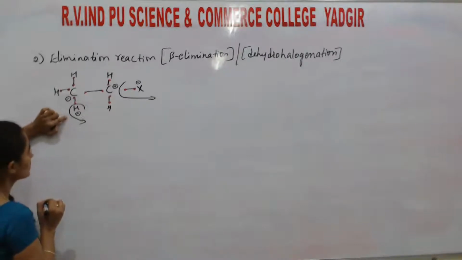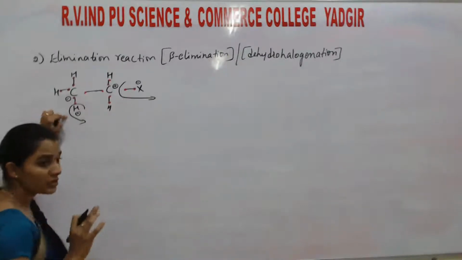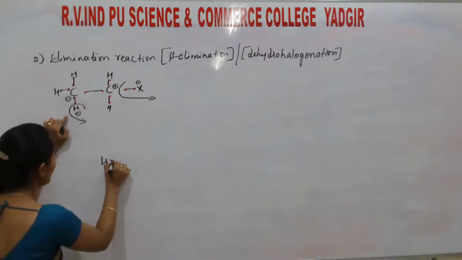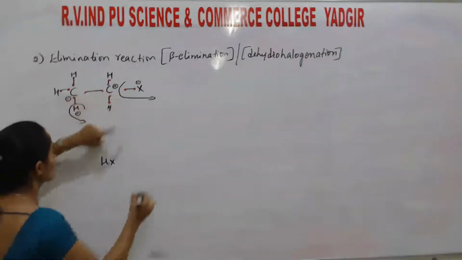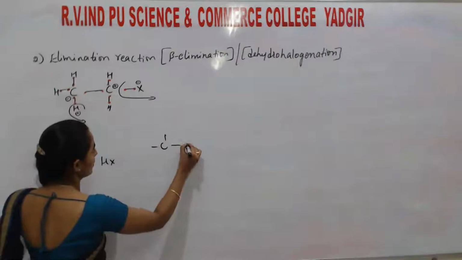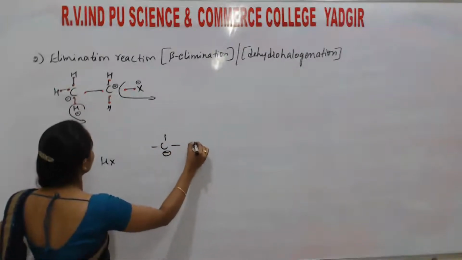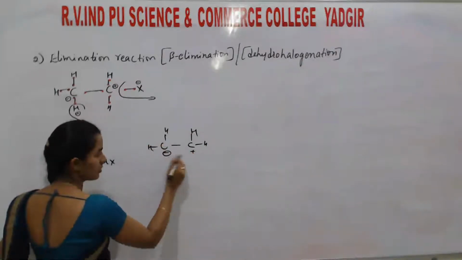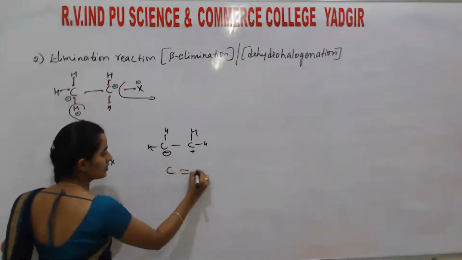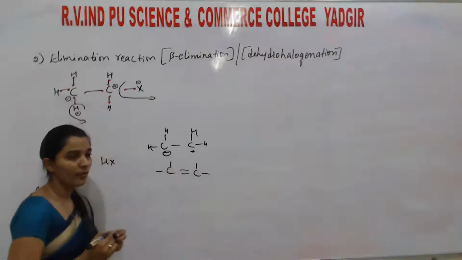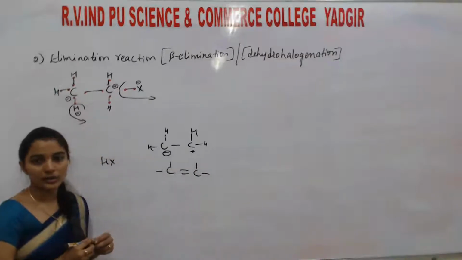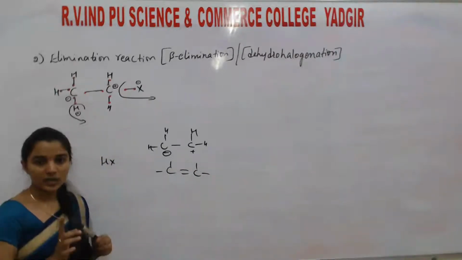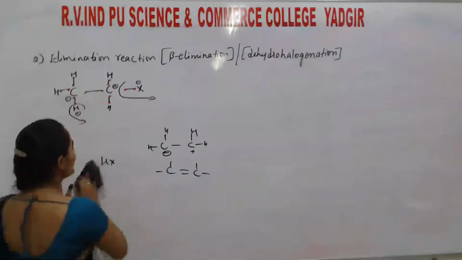Understand? So here H and X combine to form HX, and here one minus is there, one plus is there. It is like this. Minus, so plus. So here the extra electron is shared between each other and they form a double bond, an alkene. Understand?